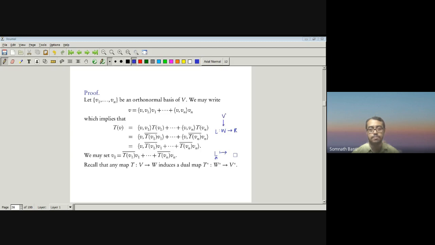I have a map from V to W, this is T. So naturally, if I compose these two, I get a map. This is L compose T. I first apply T. This was what T star was: given a linear map from W to R, you pre-compose with T. That's now a linear map from V to R, and this was defined to be the dual.